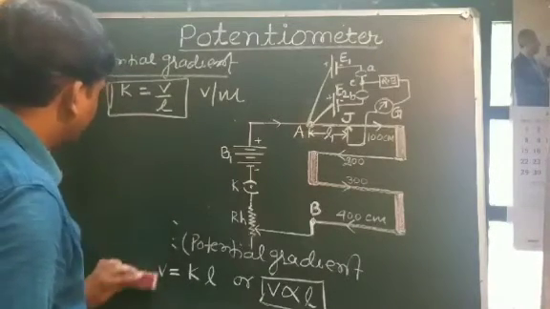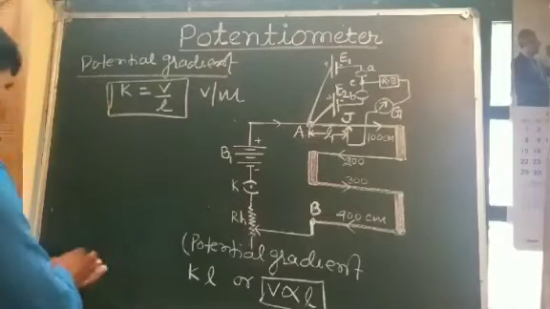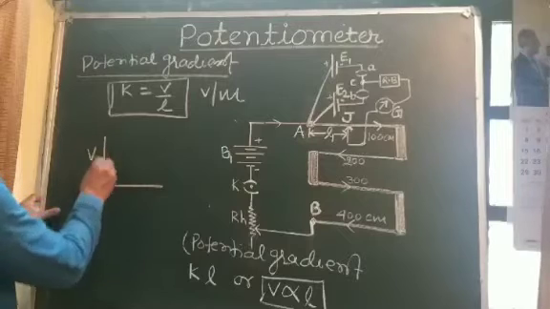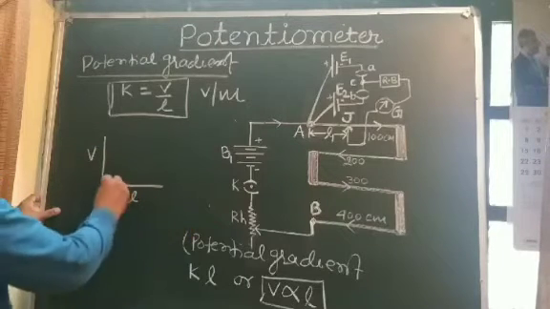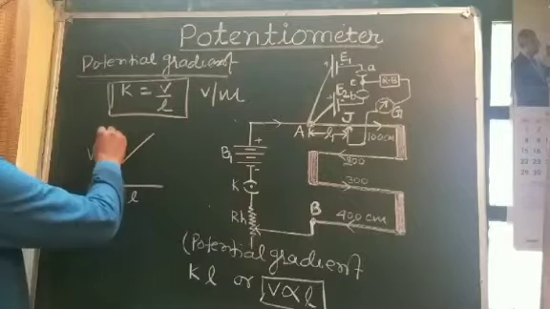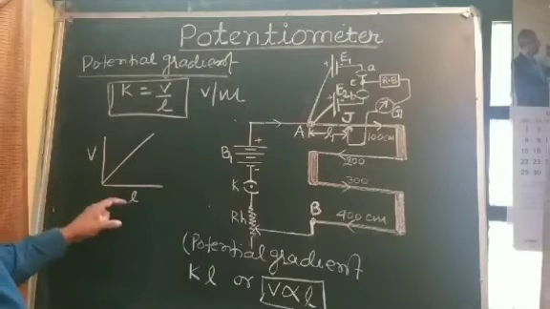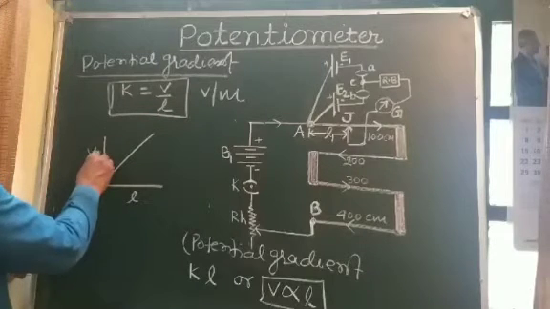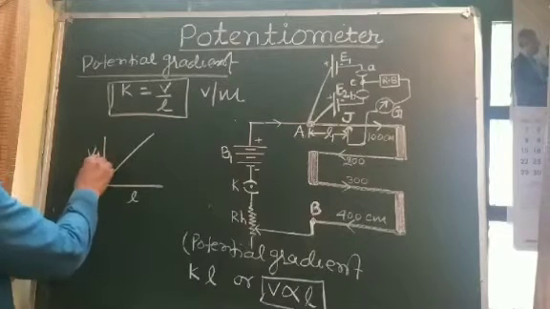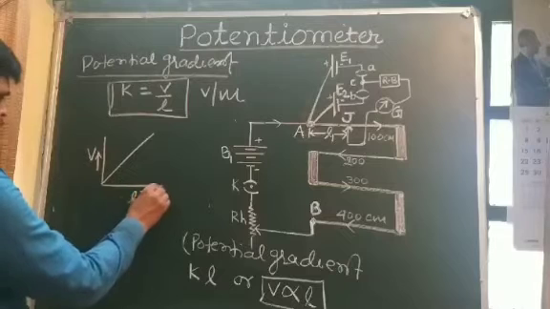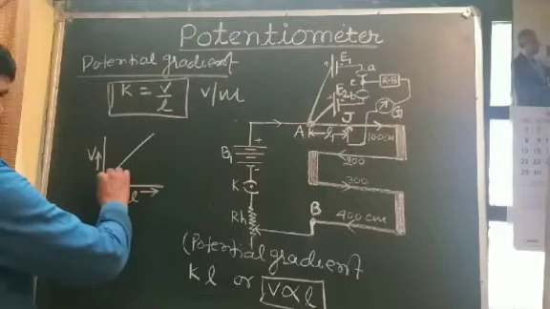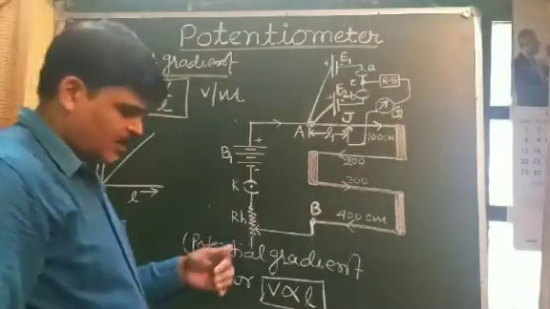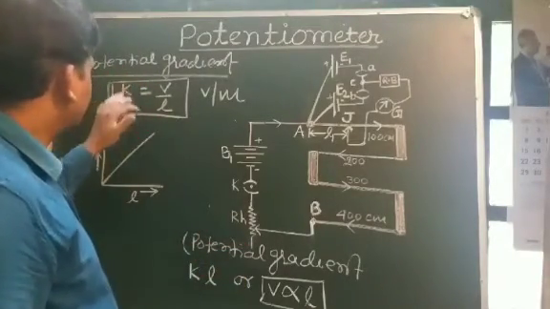So if we plot a graph between V and L, a straight line comes out, and the slope of V by L gives the potential gradient. So if we plot a graph between potential difference and the length of the wire, a straight line comes out. This is the explanation of potential gradient.